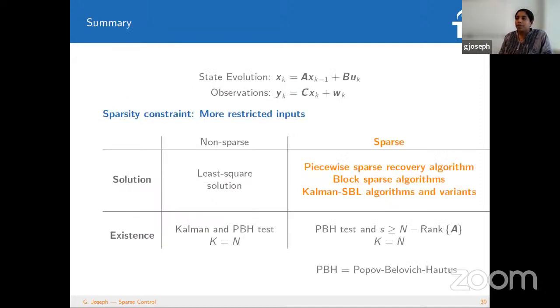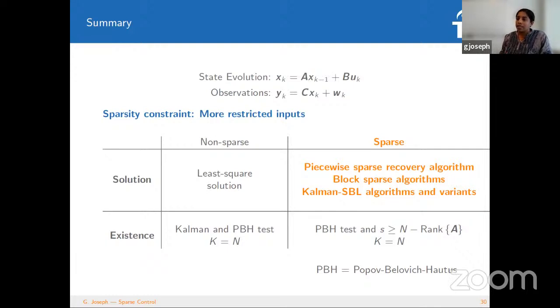To summarize, we work with the state space model, and we consider a sparsity constraint. That is, our inputs are more restricted than the conventional case where we don't have any restrictions on inputs. In the non-sparse case, we typically use a least squares based solution to find the control input. But when we have sparsity constraints, we have to either use some block sparse algorithms or piecewise sparse recovery algorithms to solve them. So we have a couple of algorithms in the literature which can do it for us.